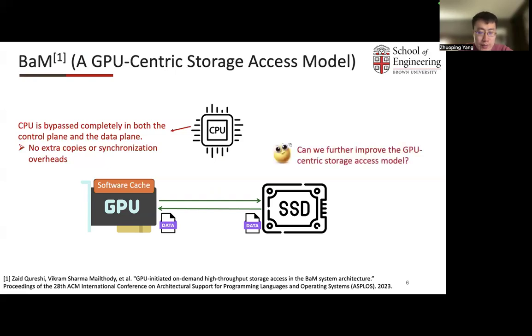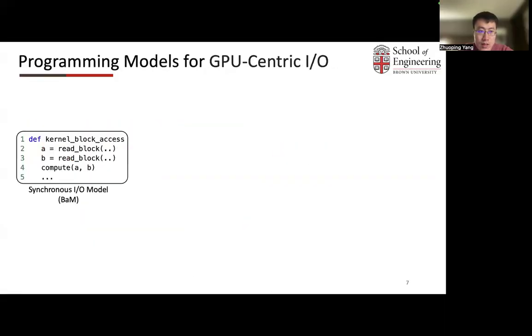But how can we further improve the GPU-centric storage access model? We can take a look at the programming model for GPU-centric I/O. BAM adopts a synchronous I/O model, which means that when we call this read block function, it's a block read, and the function will return only after the slow transfer is finished. And the GPU threads must wait for the slow transfer.